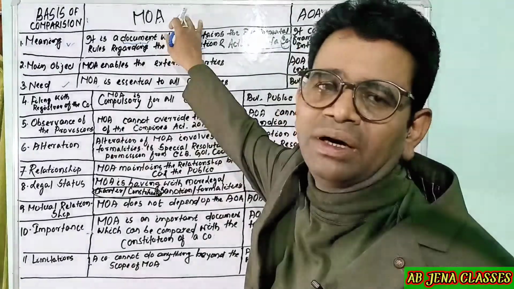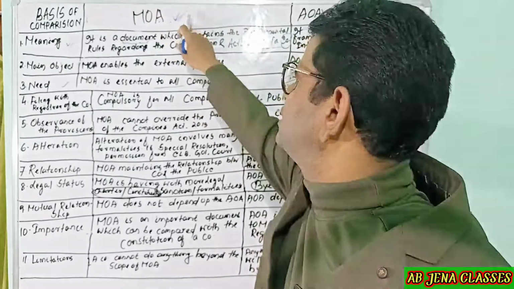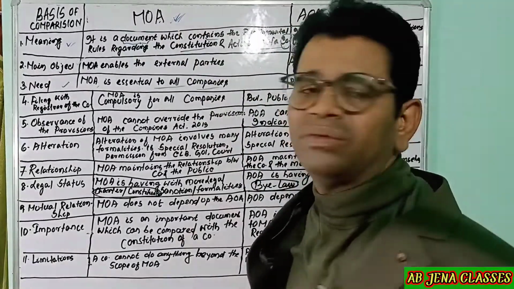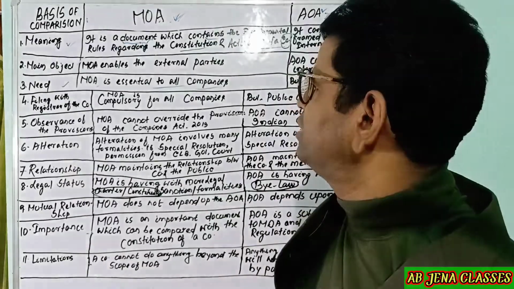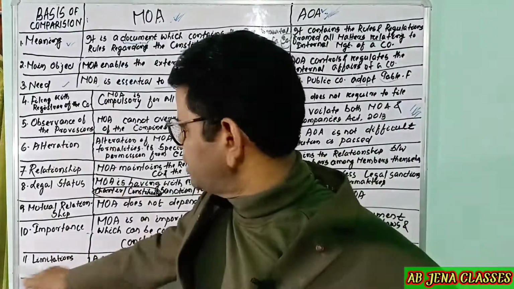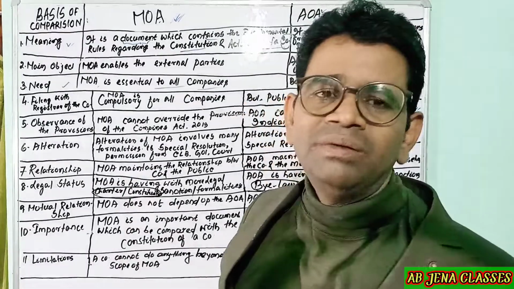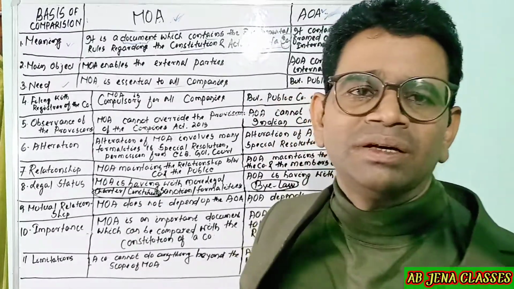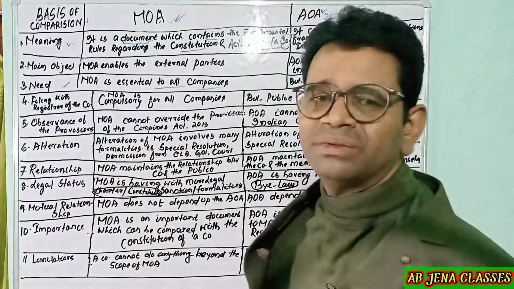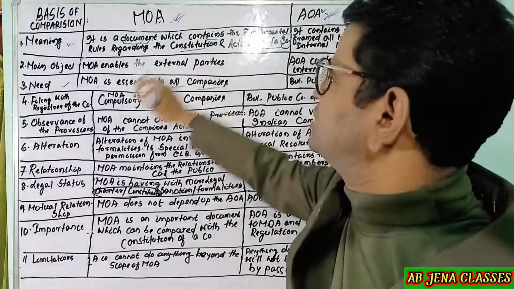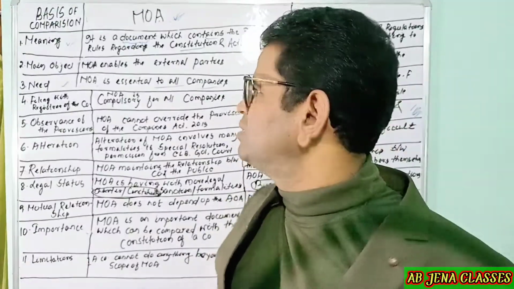Today's discussion is the basic difference between the Memorandum of Association and Articles of Association. I have written 11 bases of comparison. By taking these 11 bases of comparison, we can easily compare the Memorandum of Association and Articles of Association. The first basis of comparison is the meaning.